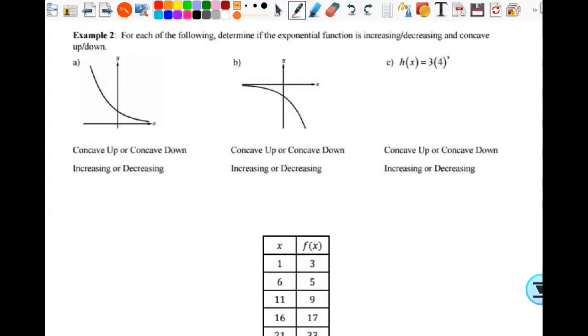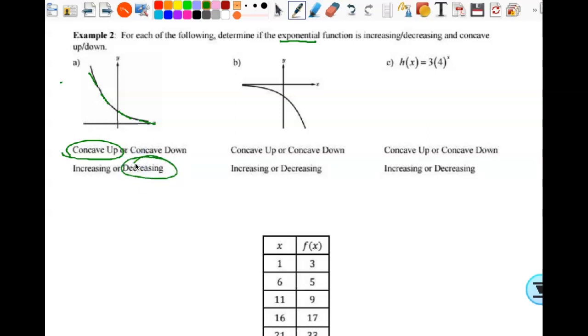All right. So then for each of the following, we're going to determine if the exponential function is increasing or decreasing and concave up or concave down. All right, so for A, is it concave up or concave down? Up, right? And the reason we know is our rate of change. We look at these little slopes here. Those are increasing, right? And then B, is the function itself increasing or decreasing? Decreasing. The y values are getting smaller. As x goes from left to right, the y values are decreasing. That's what we're looking for there.